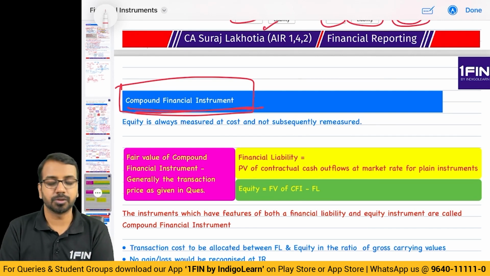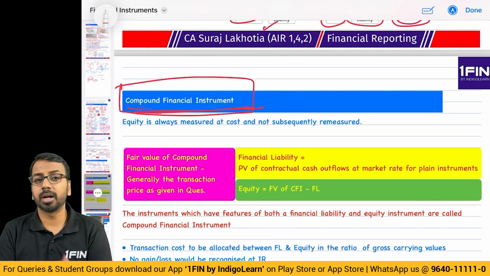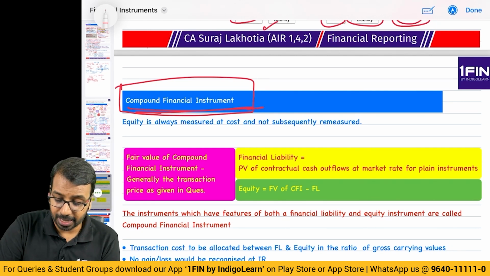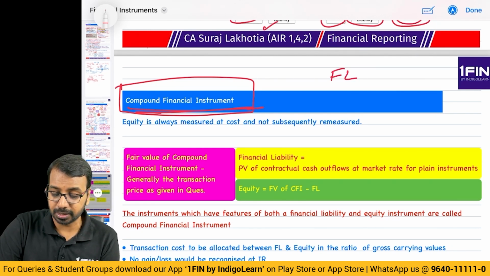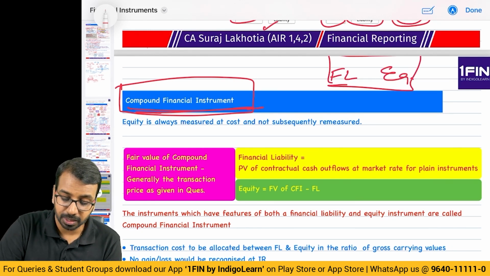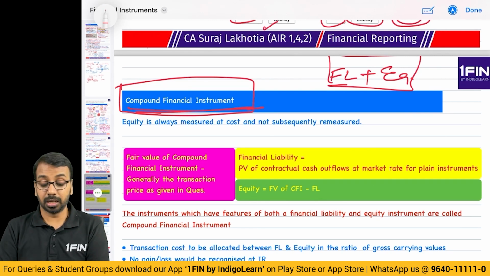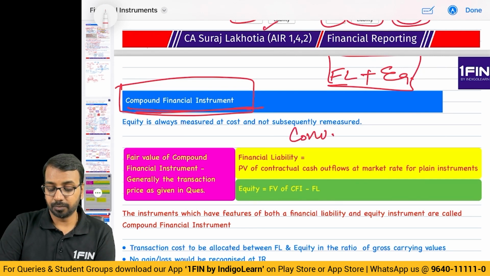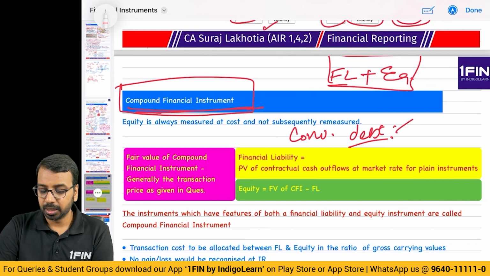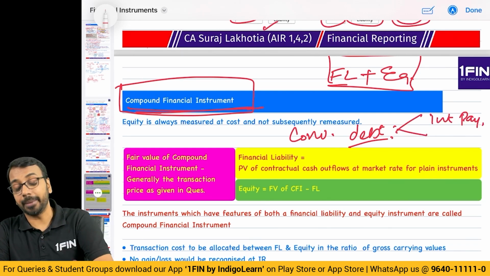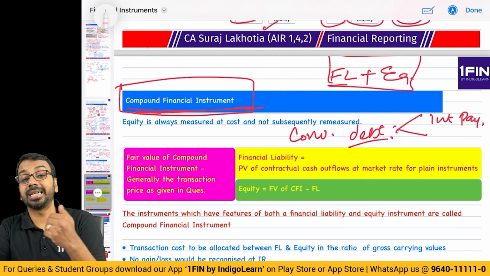Compound financial instrument. What is a compound financial instrument? A compound financial instrument basically has an element of financial liability and equity. If you combine both of these into a single component, let us say convertible debt. Convertible debt means there are two things. One, there is an interest payment. This interest payment which you do on debt is what?